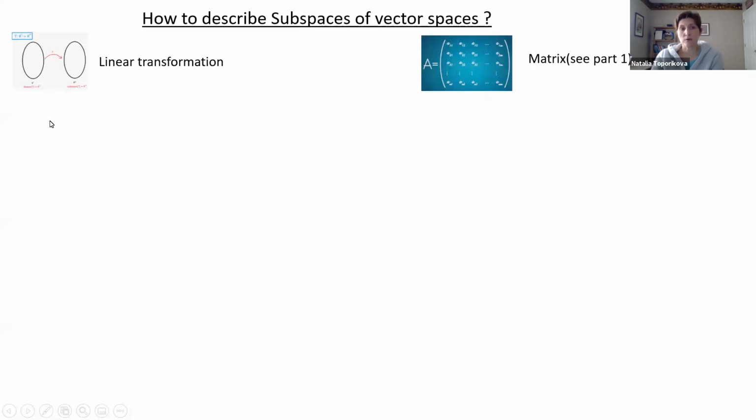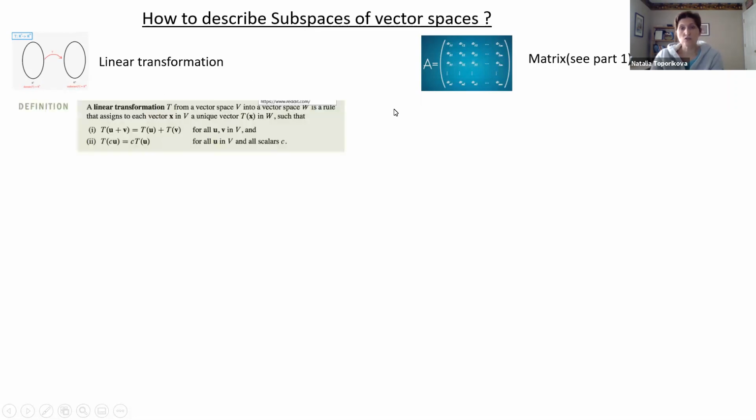Another way to describe our operations with subspaces and spaces is a linear transformation, which, just to remind you, is a transformation from the vector space V to another vector space W. It's just a rule which assigns one vector in V to another vector, or image, in the space W. And we only require such a rule to have two simple properties.